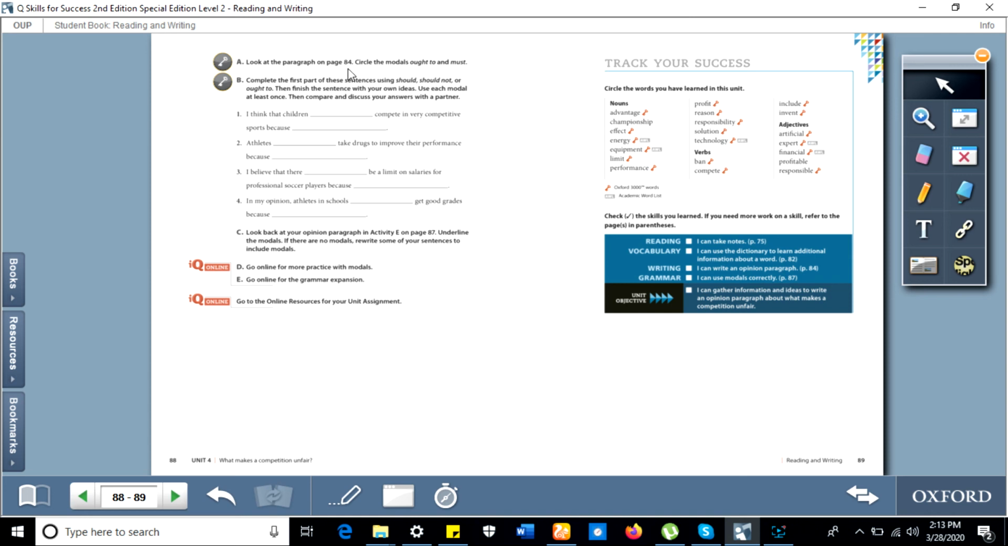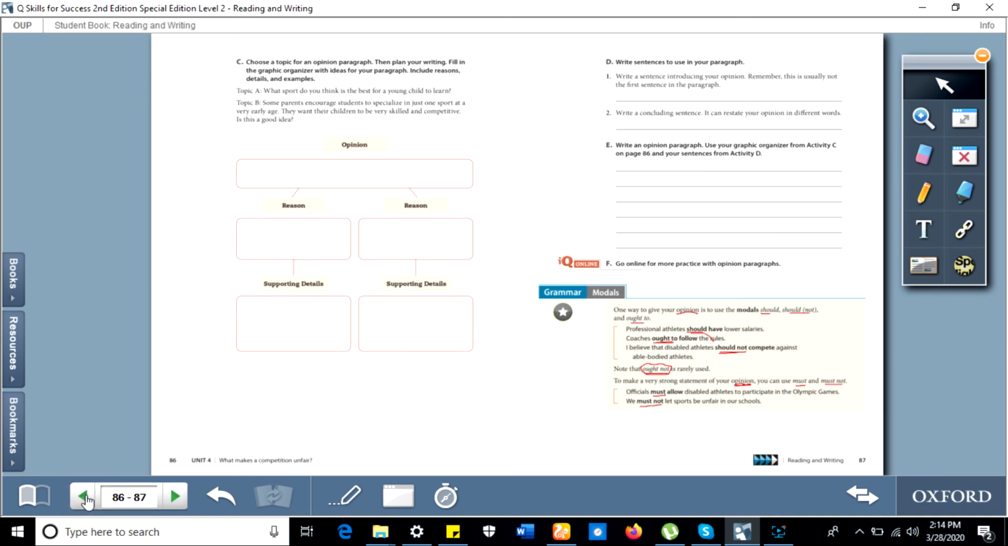Look at the paragraph on page 84. So you go back to page 84 and circle the modals ought to and must. And here in activity B, you need to use should not, ought to, and then use each modal at least once, then compare and discuss. Right, so here you have to use these modals and complete them, right, like this.